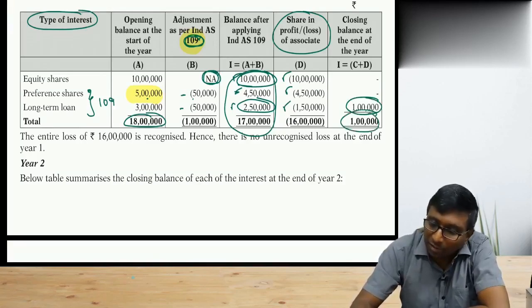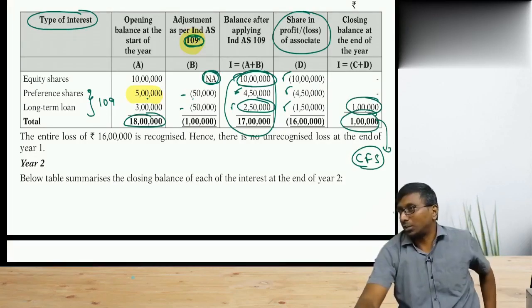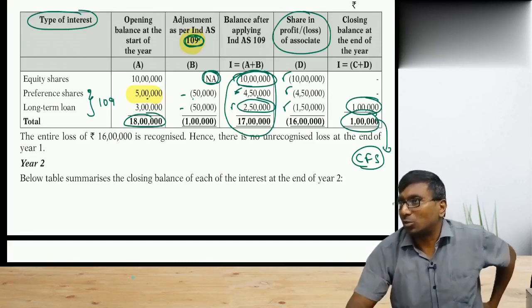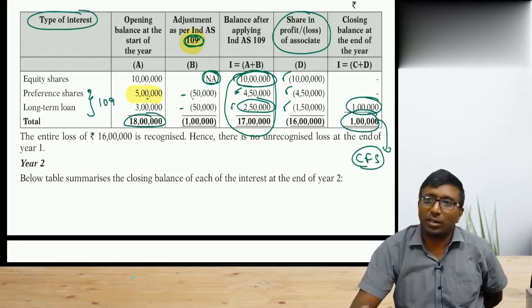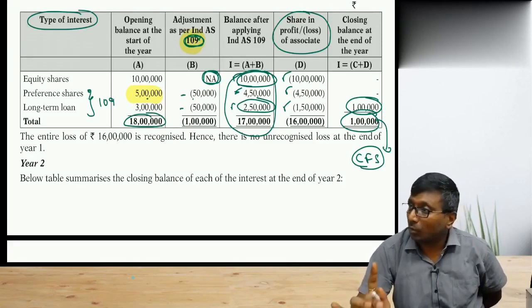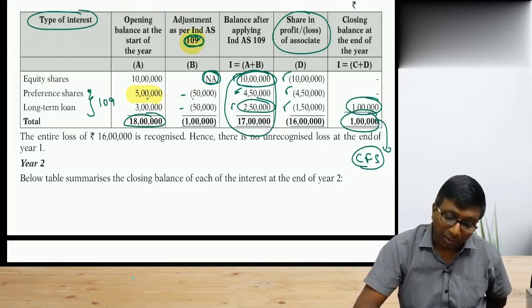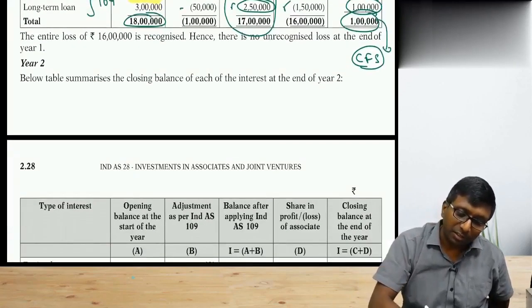This is the number that appears in the consolidated financial statement as net interest in the associate. Don't say net interest also. We'll just say investment in the associate. I mean, investment in the loans and advances of the associate, something like that. We'll write that. But how much number? Only 1 lakh. Out of 18 lakh rupees, 1 lakh is left. Correct? Right.